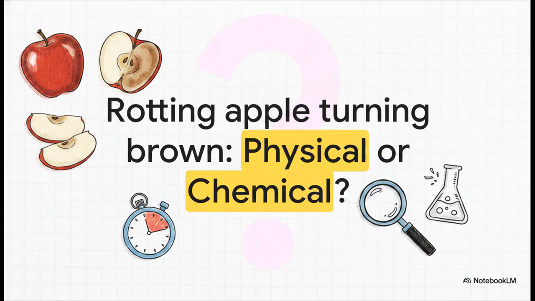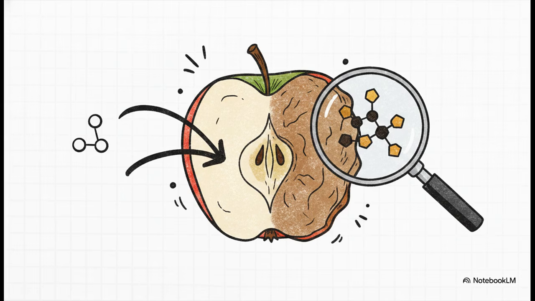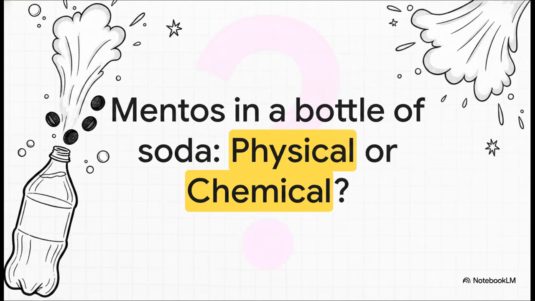Physical change or chemical? If you guessed chemical, you nailed it. It's a chemical change. The core clue here is that permanent color change. The inside of the apple is reacting directly with the oxygen in the air in a process called oxidation. It's actively creating a brand new substance right there on the surface of the apple, which gives it that unsightly brown color.